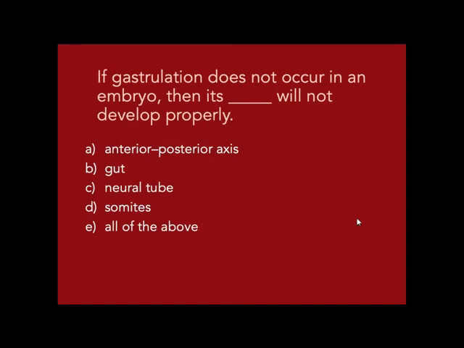All right, so if gastrulation doesn't occur in an embryo, then what won't develop properly? Oh, wait a minute. Lots of those things. Its anterior and its posterior won't form. Then the gut is formed by gastrulation, and then the neural tube and the somites happen after gastrulation. Yeah, so it's all of these things.